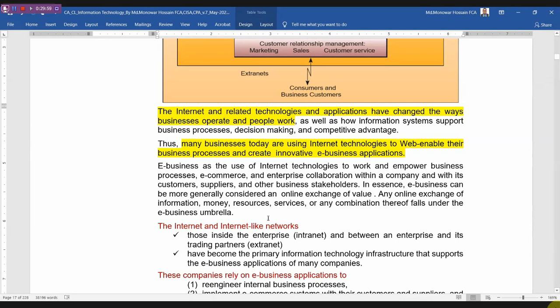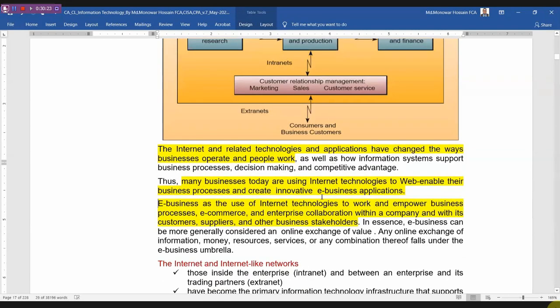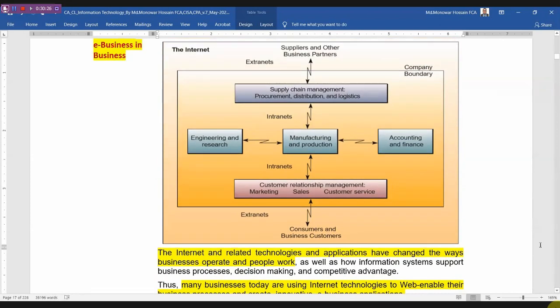So here we can say that e-business is the use of internet technology to work and empower business process, e-business and enterprise collaboration with the company and with its customers, suppliers, and other business stakeholders. This figure, if we see there, all within this picture. If you just see that picture, any type of answer you can write in your khata or exercise book.